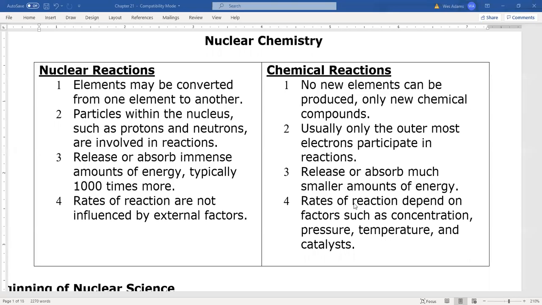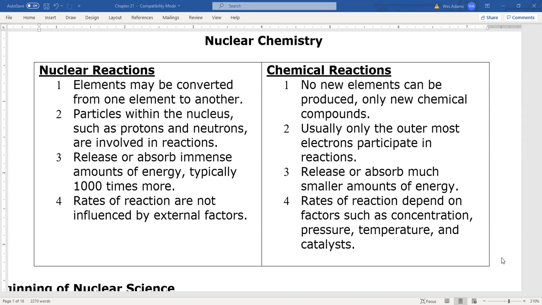All right, let's talk a little bit about nuclear chemistry. So here's a comparison chart between nuclear reactions and chemical reactions. In nuclear reactions, elements can be converted from one element to the other. In chemical reactions, that doesn't really take place. No new elements can be produced, only new chemical compounds, which are different arrangements of the same elements.